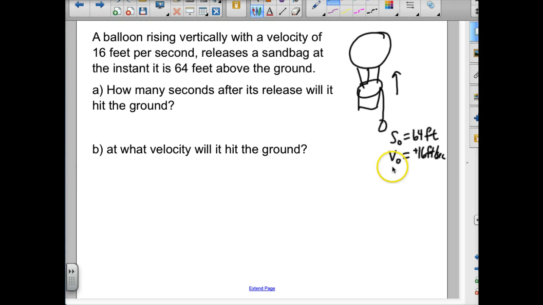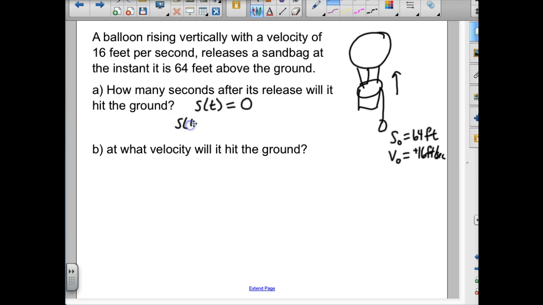How many seconds after its release will it hit the ground? So think about the position function. What would we want the position function to equal when the sandbag hits the ground? We should have it equal to 0. And then at what velocity will it hit the ground?